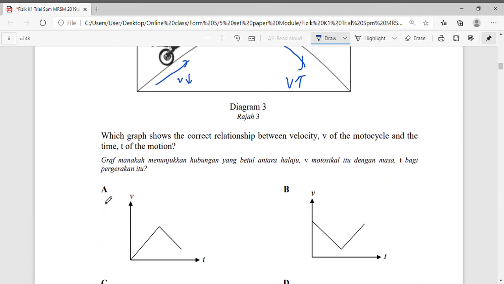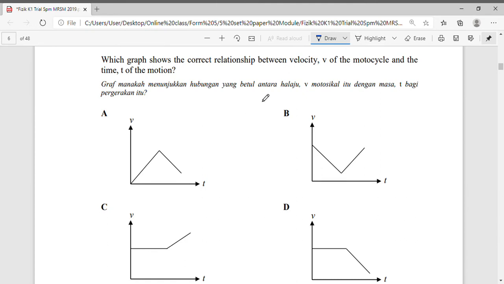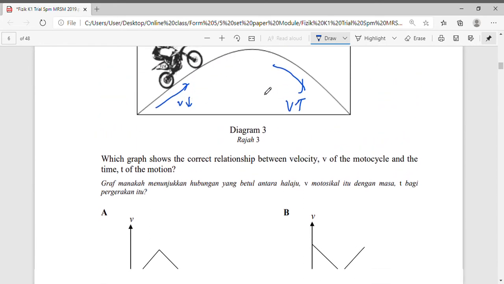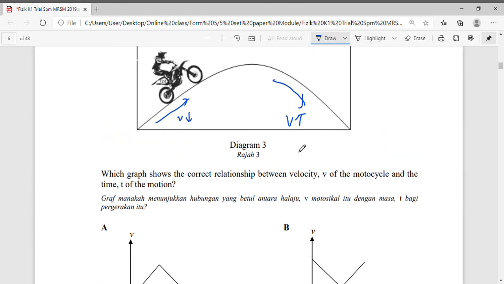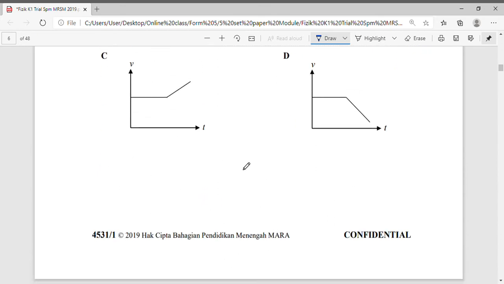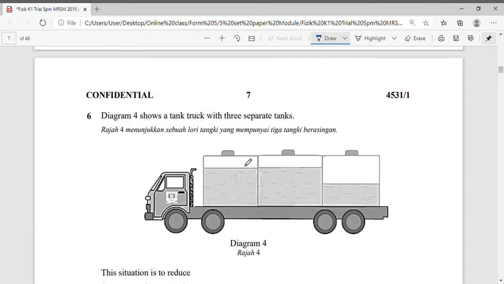Based on this phenomenon, which graph represents it best? In the first part, the velocity goes down, and in the second part after the hill, the velocity goes up. So the best answer is B, because the velocity at the first part drops and then increases again. So that's it for question 5.